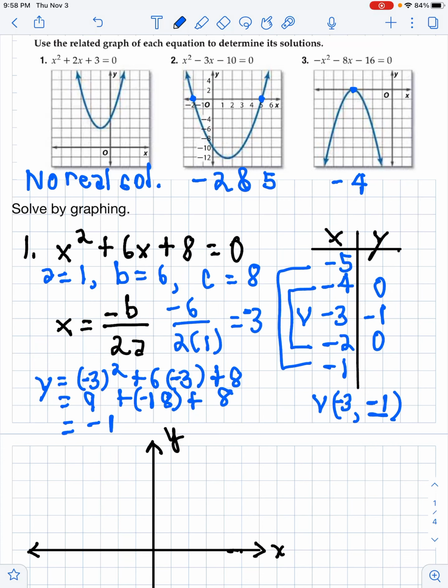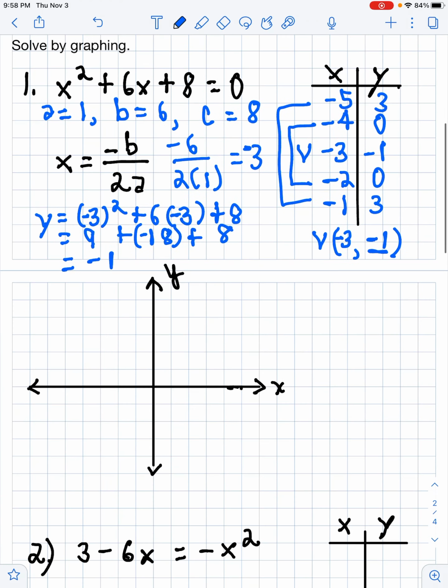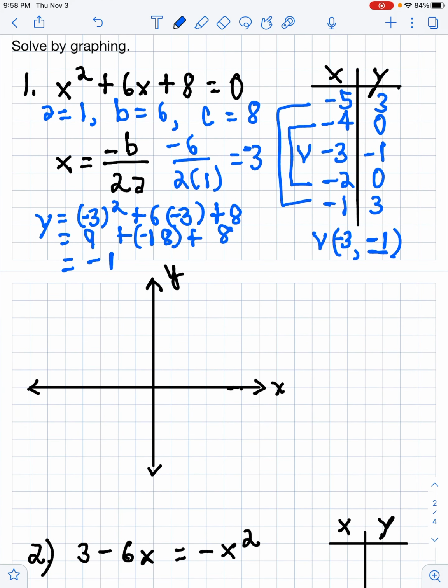And theoretically, this should be 0 as well. And then if I plug in -1, -1 squared is 1, plus 6 times -1 is -6. So we'd have 1 minus 6, which is -5, plus 8 is 3. I just don't have room to do that. And so those are the points on my graph. And so now, to graph my equation, I'm obviously going to graph my points. -5, 3.